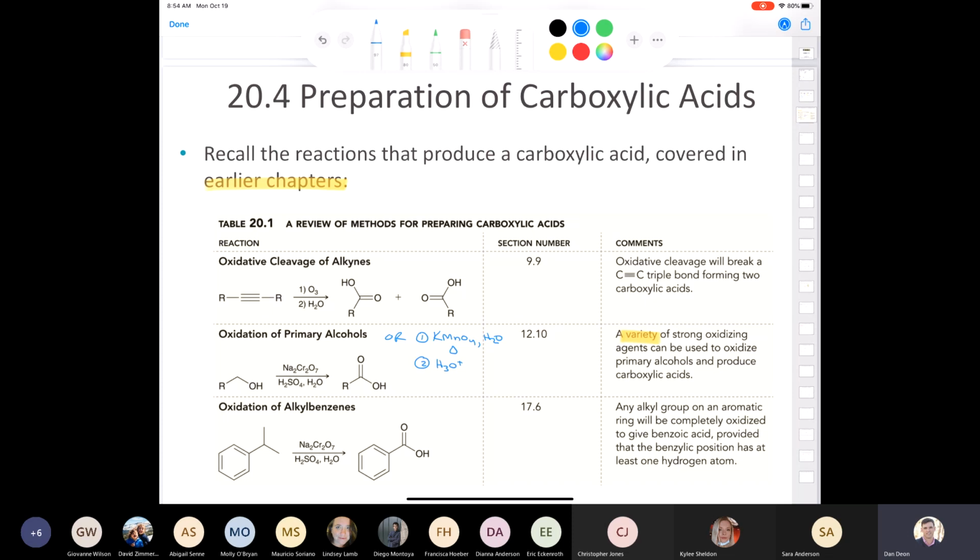An alkyl group on an aromatic ring will be completely oxidized to give benzoic acid. Why? Because it has a benzylic, this is cumene or isopropyl benzene, but it has that benzyl proton, which is necessary. It says here the benzylic position has at least one hydrogen atom. And so we can oxidize it using that chromic acid, which is produced by mixing sodium dichromate, sulfuric acid, and water. And you could also use this method.